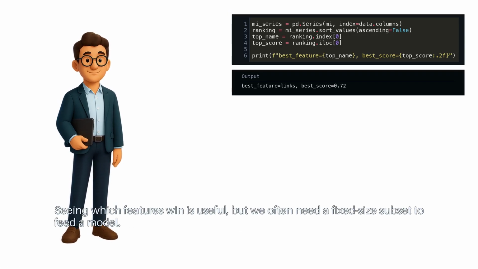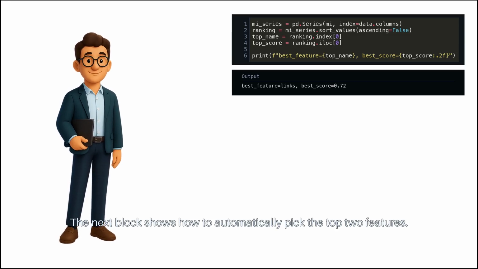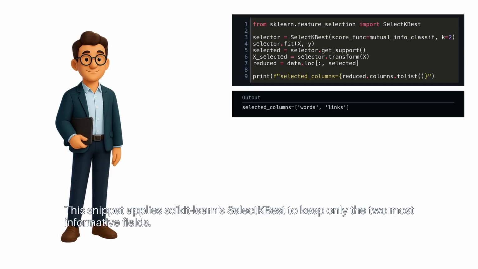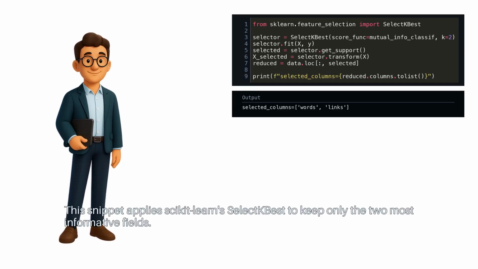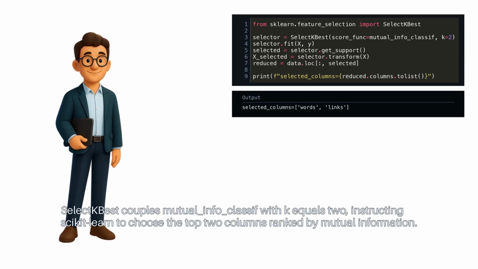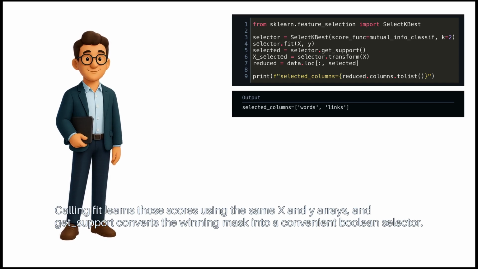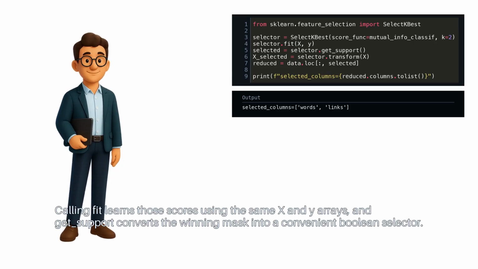Seeing which features win is useful, but we often need a fixed-size subset to feed a model. The next block shows how to automatically pick the top 2 features. This snippet applies scikit-learn SelectKBest to keep only the two most informative fields. SelectKBest couples mutual_info_classif with k equals 2, instructing scikit-learn to choose the top two columns ranked by mutual information. Calling fit learns those scores using the same X and y arrays, and get_support converts the winning mask into a convenient Boolean selector.